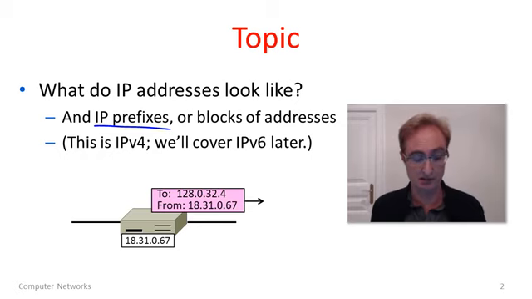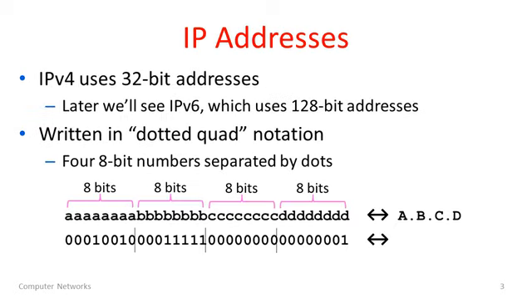really blocks of addresses. And just a quick note here, what I'm going to cover is for IPv4, the version of IP which is mostly deployed in the current internet. It's going to change when we get to IP version 6 later on. So IP addresses. IPv4 uses 32-bit addresses. When we get to IPv6 later on, we'll see that IPv6 uses 128-bit addresses, a much larger address space. The reason for that is that the 32-bit address space is near exhausted. But for now, we'll just concentrate on those 32-bit IPv4 addresses.